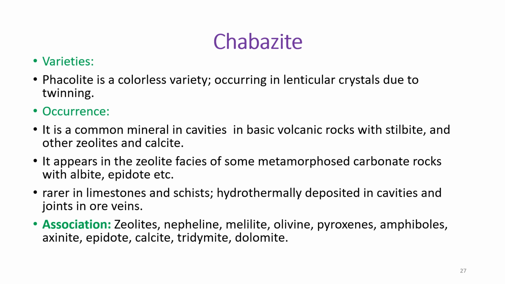Among the varieties of Chabazite, Phacolite is a colorless variety, and it occurs in lenticular crystals due to its twinning. Chabazite occurs as a common mineral in cavities in basaltic or basic volcanic rocks with Stilbite and other zeolites and calcite. It appears in the zeolite facies of some metamorphosed carbonate rocks with albite and epidote, etc. It is very rare in limestone skarns, and is hydrothermally deposited in cavities and joints or in ore veins. It is associated with other zeolites, nepheline, melilite, olivine, pyroxenes, amphiboles, axinite, epidote, calcite, tridymite and dolomite.